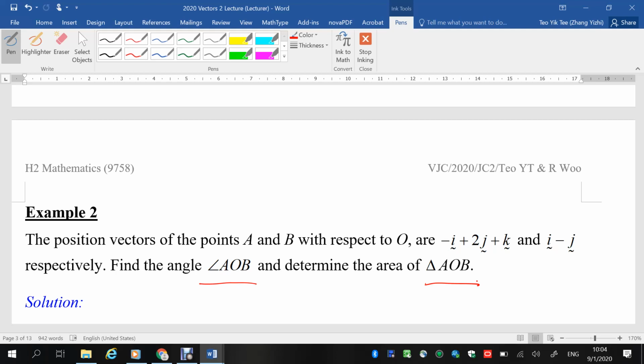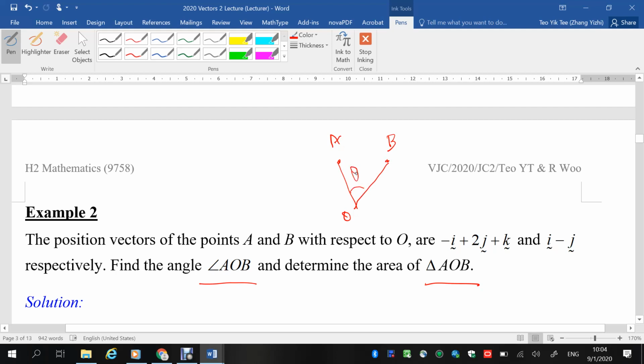I got A, I got B. I just anyhow sketch. Let's say this is A, this is B, this is O. What angle am I interested in? AOB. Roughly you know. Remember, I'm interested in the angle AOB. To find the angle, the rule must be there. The rule is both your vectors must be out from the same point or into the same point.